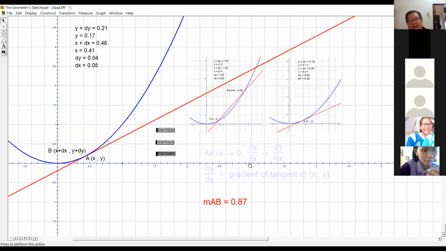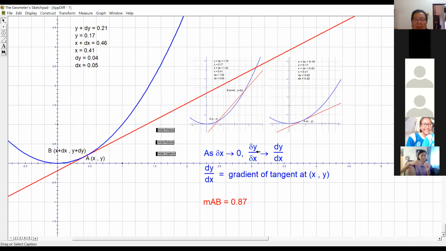Now what does this mean? This means that as delta X approaches 0, delta Y over delta X approaches dy over dx. Here I can write delta Y over delta X, but over here I cannot. So as delta X approaches 0, delta Y over delta X approaches dy dx. This is actually the definition of dy dx. This is what we learned last year, differentiation from first principles.